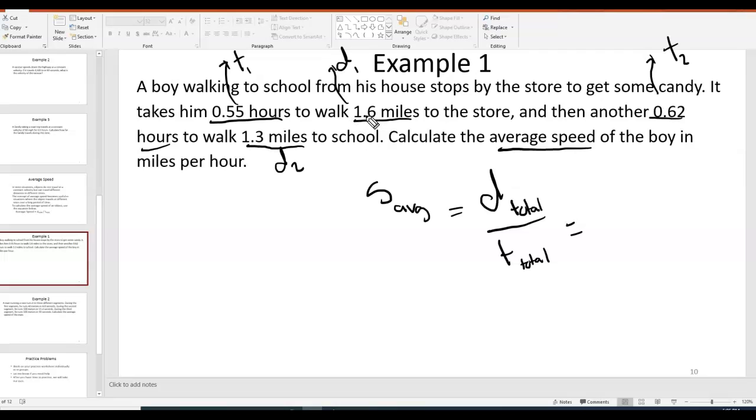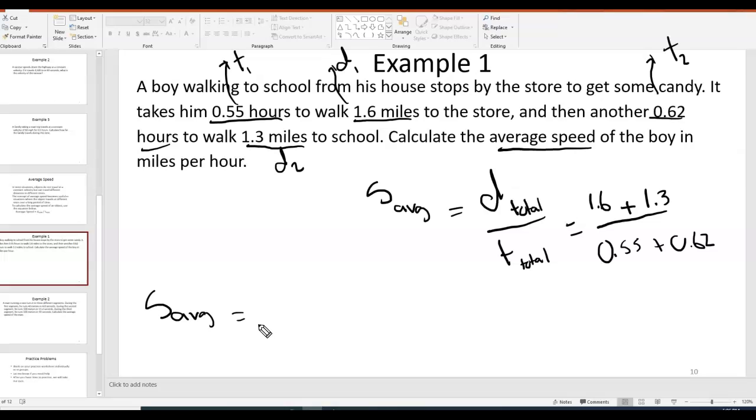So in this case, I have two distances. I have d1, which is 1.6 miles, so 1.6, plus d2, which is 1.3 miles, and then I'm going to divide that by t total, which is the total time. So I have two different times I'm adding, 0.55 plus 0.62. Now I'm going to type this into my calculator to get the answer.